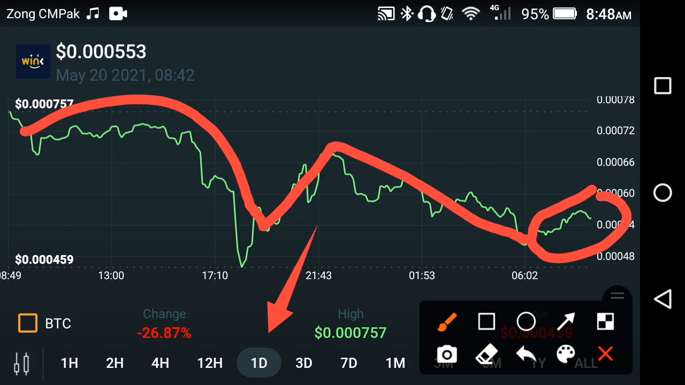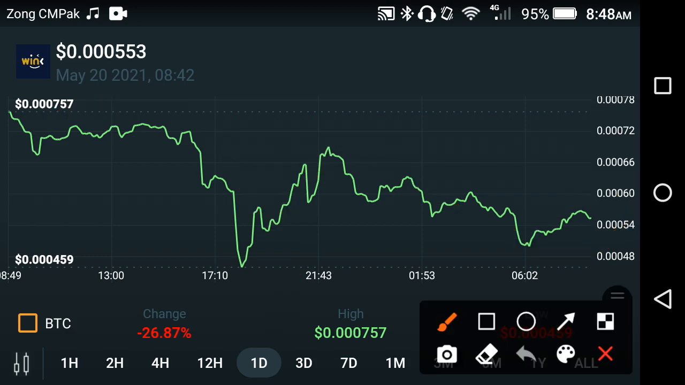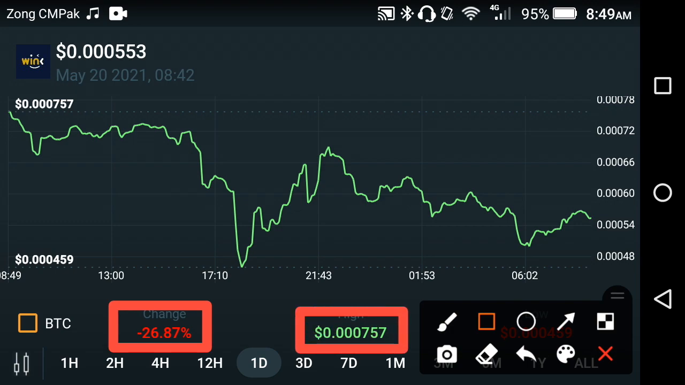Anyways, if we look at the short term, the price change in the 24 hours is negative 26.87%. A negative change occurred in the last 1 day, and 0.00757 USD is the highest price of the Winklink coin.